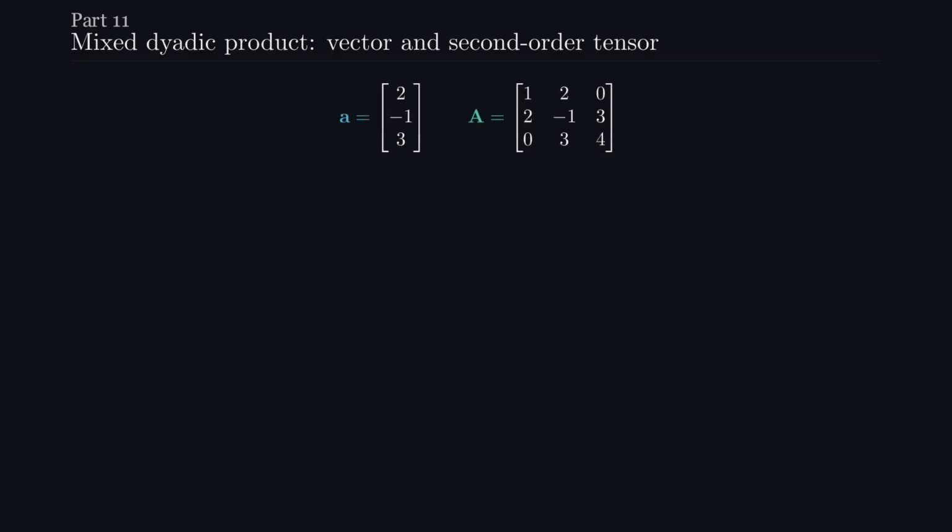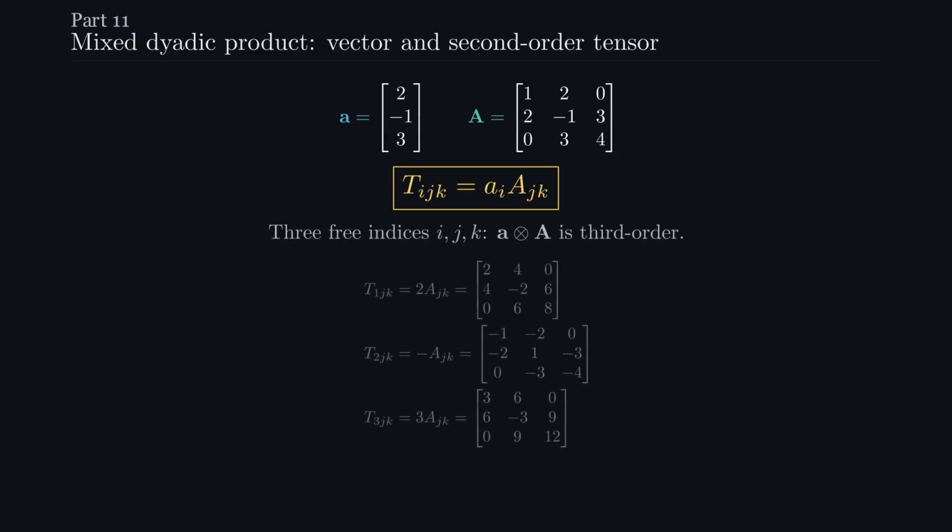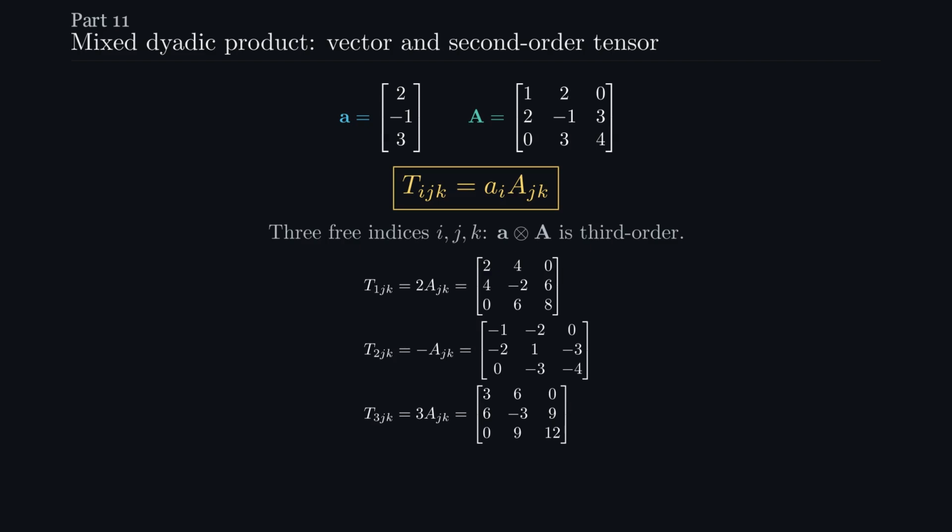A vector dyad with a second-order tensor creates a third-order tensor. For T_ijk equals A_i B_jk, the free indices are i, j, and k. The tensor can be displayed as 3 matrix slices. The first slice is 2 times B. The second slice is minus B. And the third slice is 3 times B.